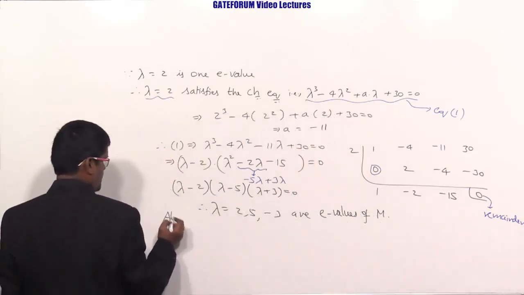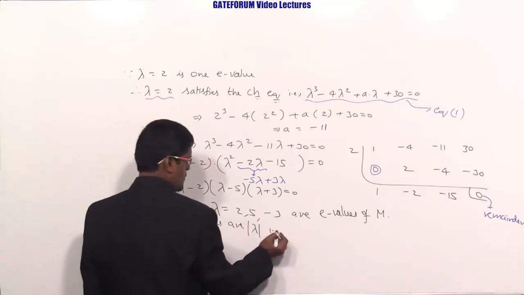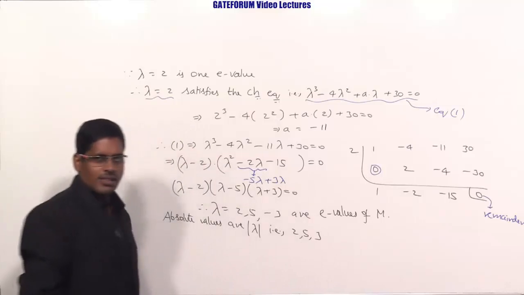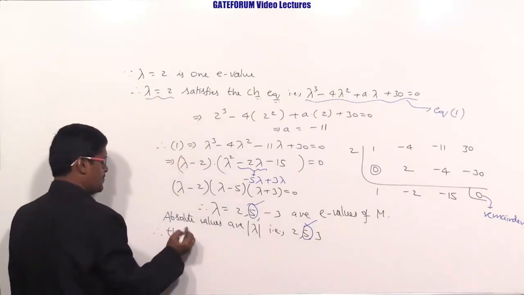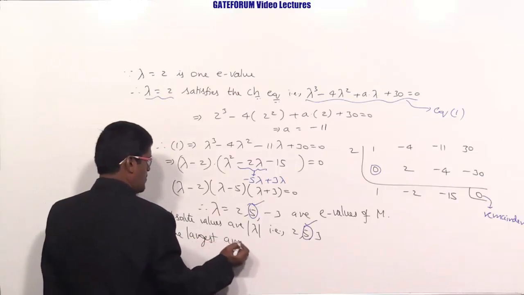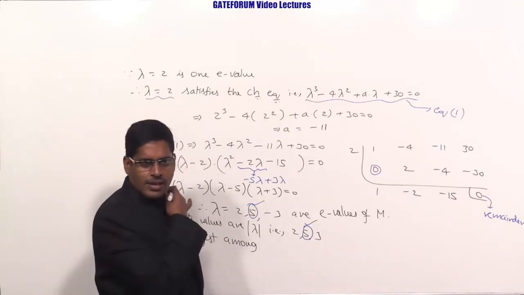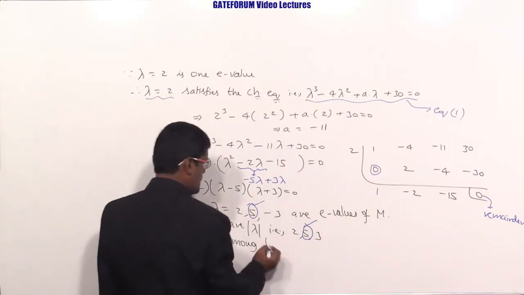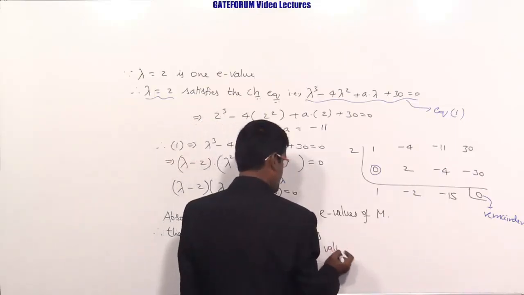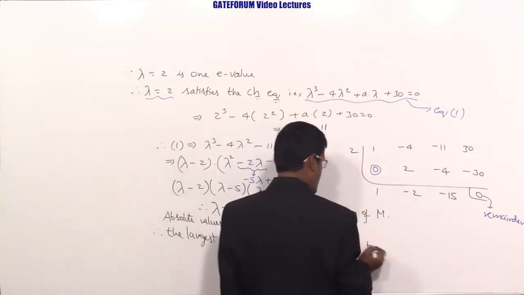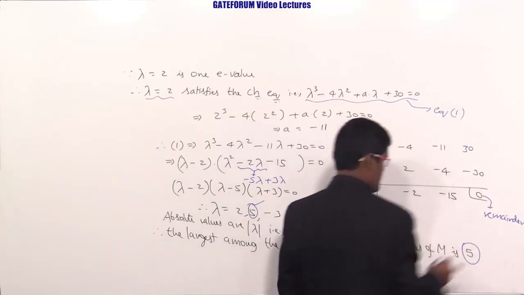So absolute values are nothing but mod lambda, that is you will be getting 2, 5, 3. Of all these, this is the largest. Therefore the largest among, absolute means take modulus. After that, whichever the largest value, that is called the required largest among the eigenvalues. Among the absolute values of the eigenvalues of M is 5. So this is the answer. Answer is 5.